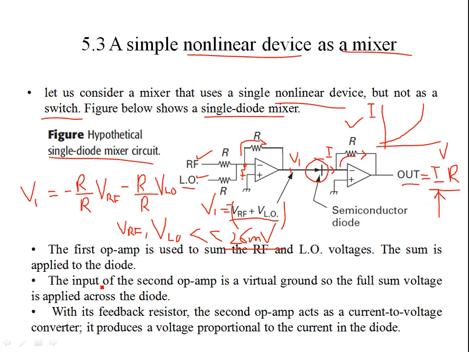So you see the input of the second op-amp is at virtual ground, therefore this is also grounded. So the full sum voltage is being applied across the diode. This V1 is being applied over here, and then we have this nonlinear I. With the feedback resistor, the second op-amp is a current to voltage converter, as I've explained, so it produces a voltage proportional to the current.